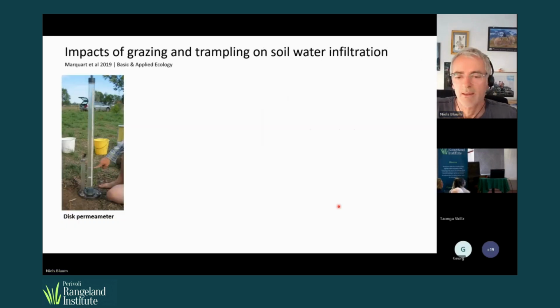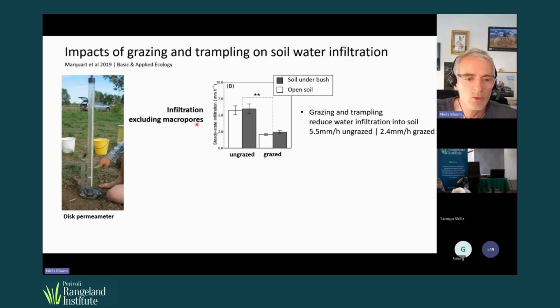All right. Then we were interested in how much the rangeland management, so the trampling and the grazing, affects soil water infiltration. And for this, we used so-called disk permeameters, which can measure steady state infiltration. You have a water column here in this permeameter, and you can include or exclude macropores. This is what we did in the first step. We excluded the macropores, and we just wanted to understand how the infiltration is without macropores in a grazed and ungrazed situation under two different situations.